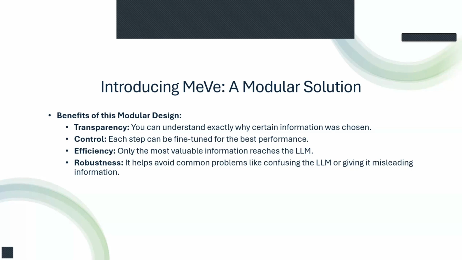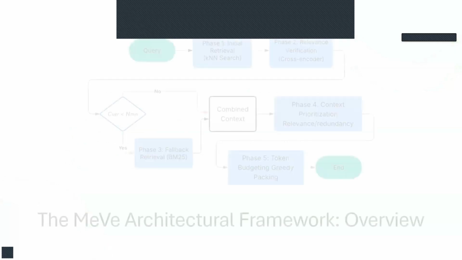And efficiency. It makes it much easier for the LLM because it only gives the most valuable information to the LLM. It doesn't give all the unnecessary bloat, which is irrelevant. This also helps it avoid common problems like confusing the large language model, giving it the same information twice, or giving it contradictory information.